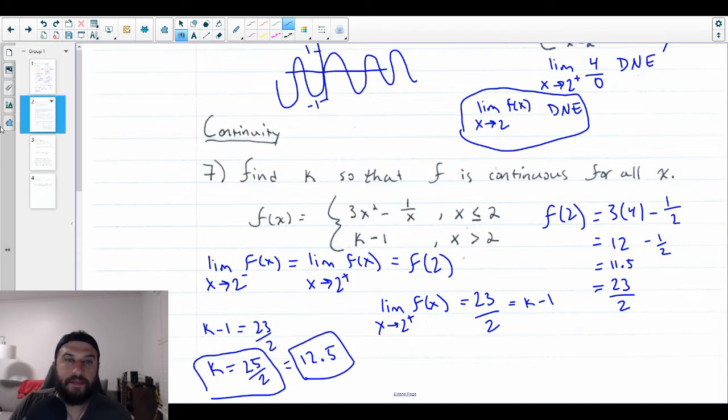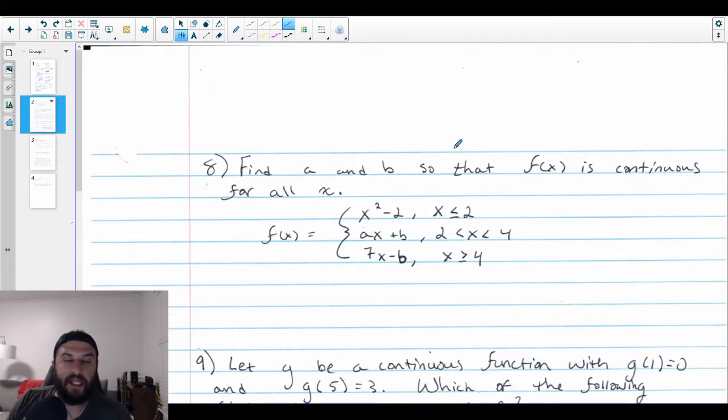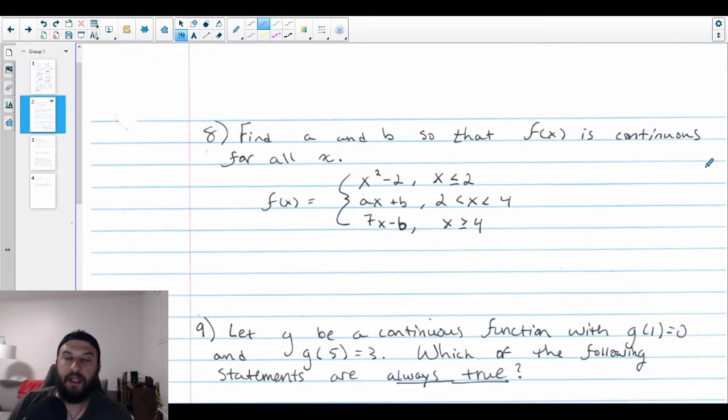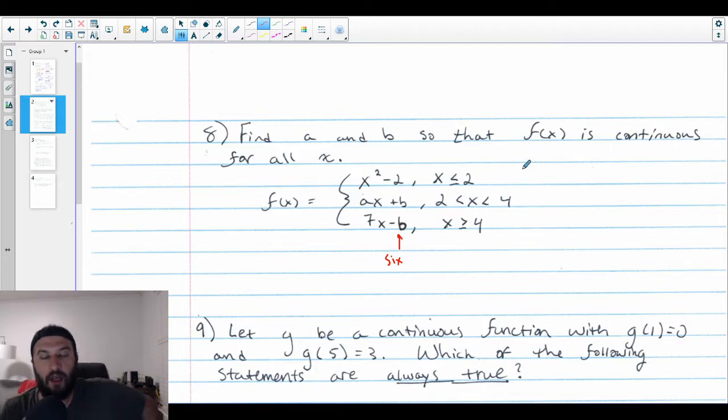Next page. We did 8 in class, but we'll do it again. Remember, this is 7x minus 6, not b. That's a 6. Okay. Find a and b so that f of x is continuous for all x. So the way we can think about this is our function, right?